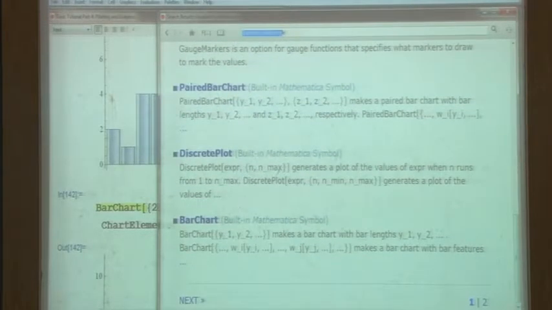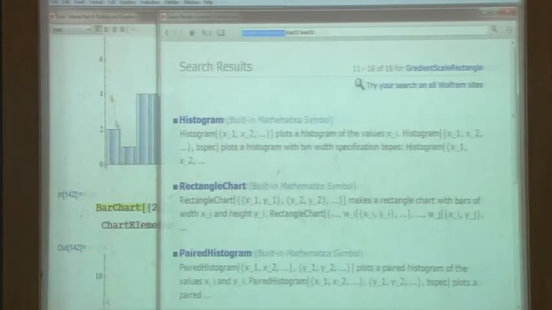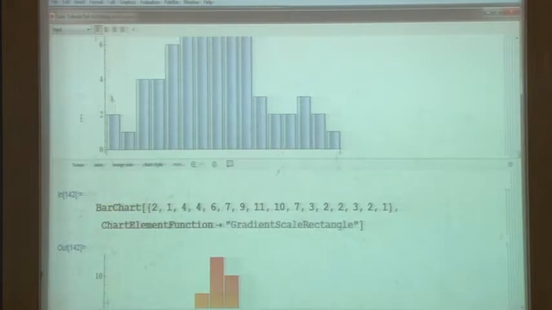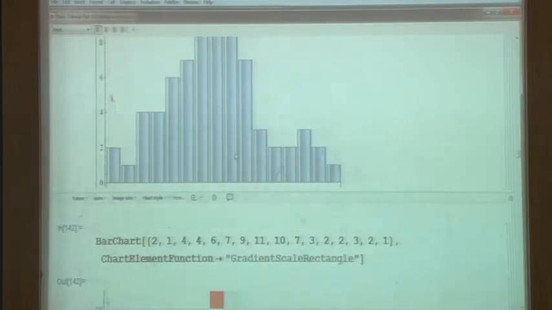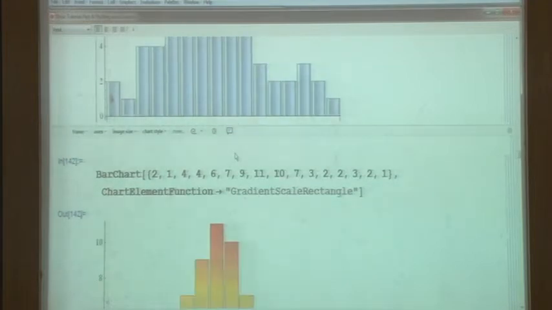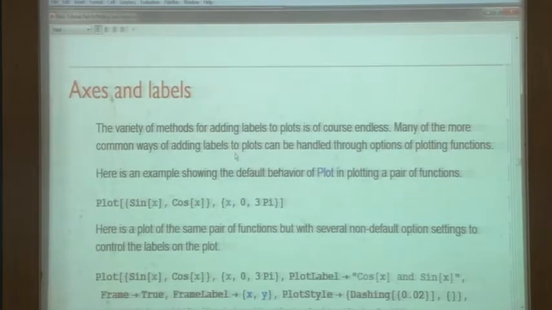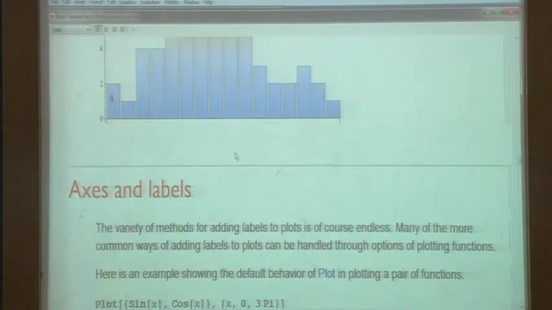So, yeah, I'm not sure we could get the circular one. Maybe we could build it ourselves with the ChartElementFunction. That's a good point. I'll do some investigation.